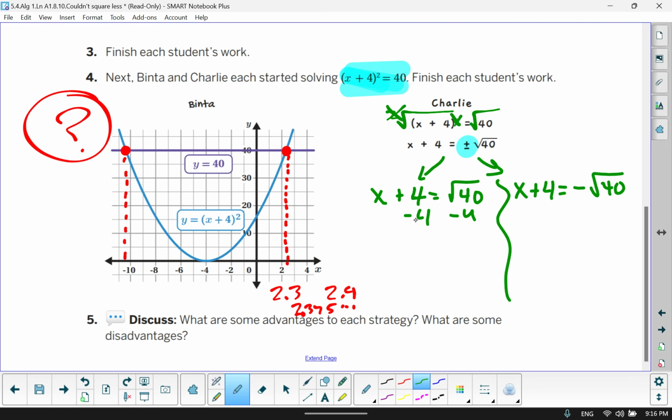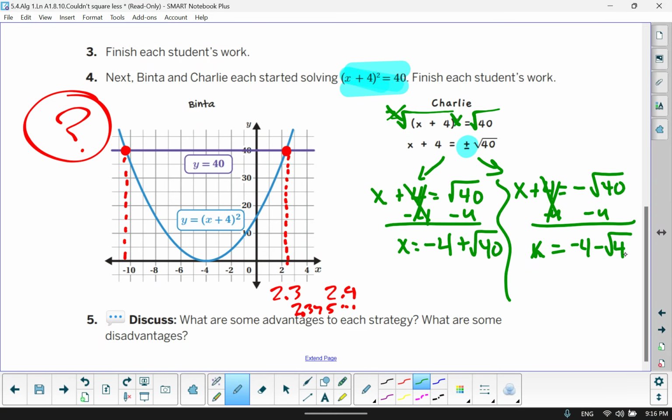In both cases, we'll subtract 4. In both cases, plus 4 and minus 4 cancel out. However, here I'm going to put the constant term, the negative 4, first, and then a positive square root of 40. And over here, I'm going to put the negative 4 first and then a negative square root of 40.